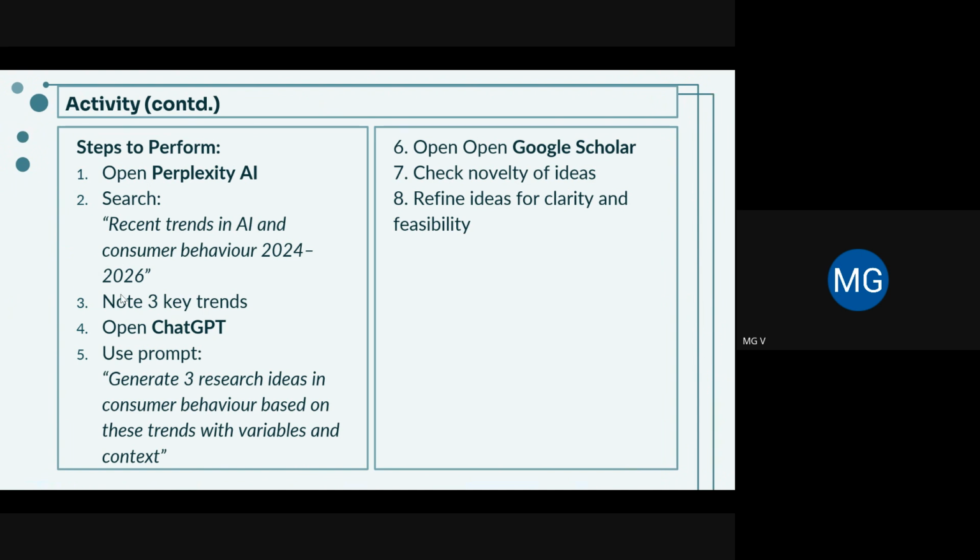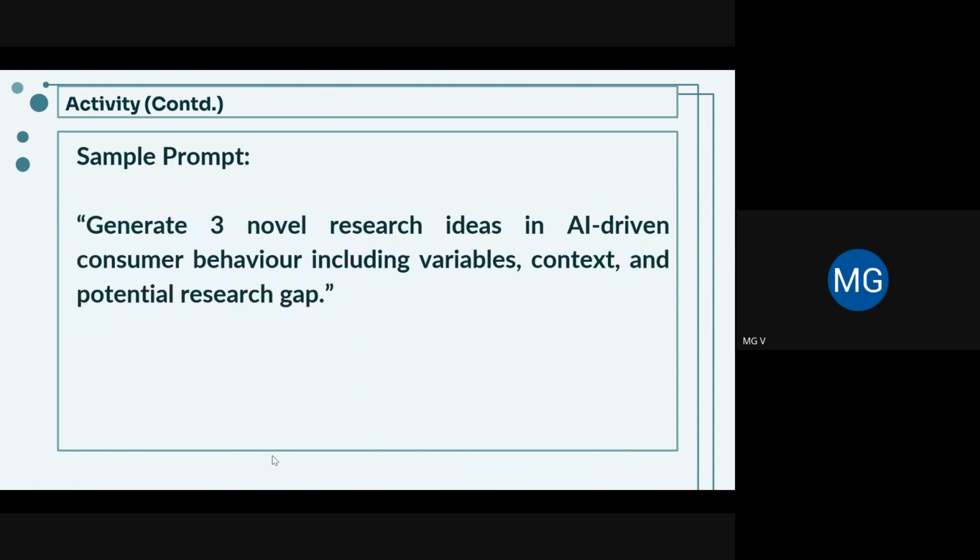Now see the difference in the prompt. We need to incorporate the three trends in this prompt. So the next prompt will be: generate three research ideas in consumer behavior based on these trends with variables and context. Now you can open Google Scholar and check the novelty of the ideas. Then you can refine the ideas for clarity and feasibility. So the sample prompt now is: generate three novel research ideas in AI-driven consumer behavior, including variables, context, and potential research gap.